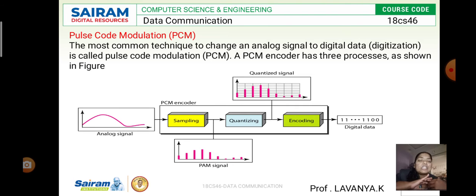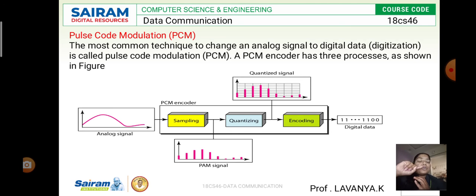To convert the analog signal to digital data, we have a number of processes or techniques inside pulse code modulation to get the output as digital data. So what are those processes, the encoding techniques, that we are going to use here?